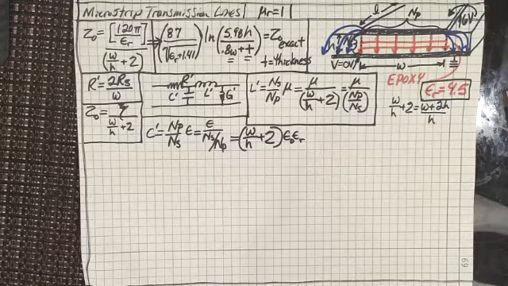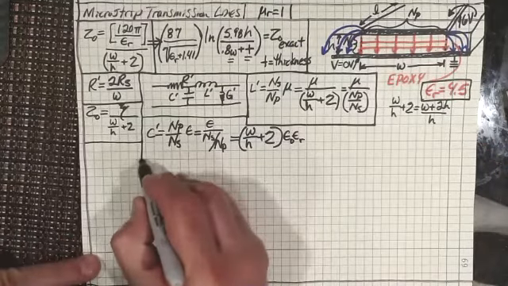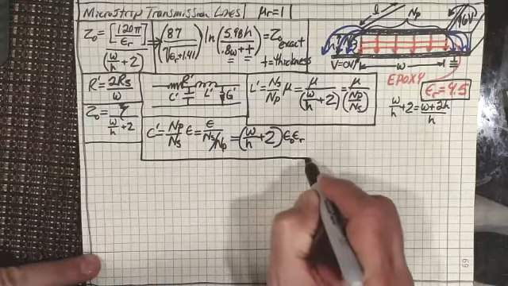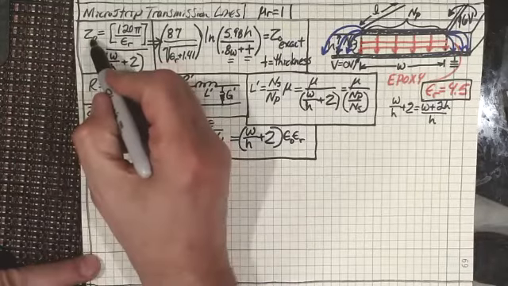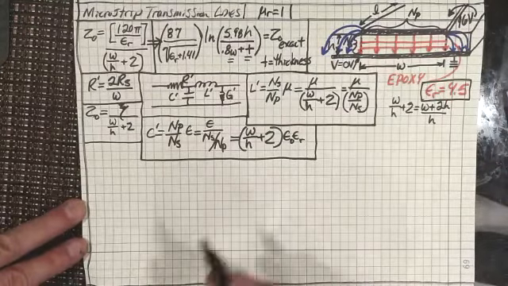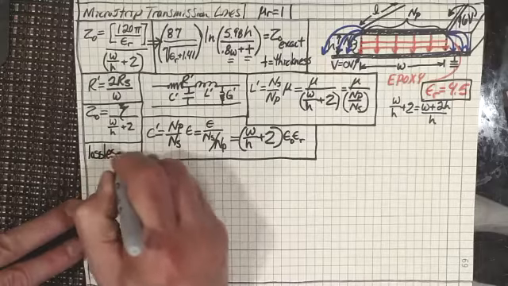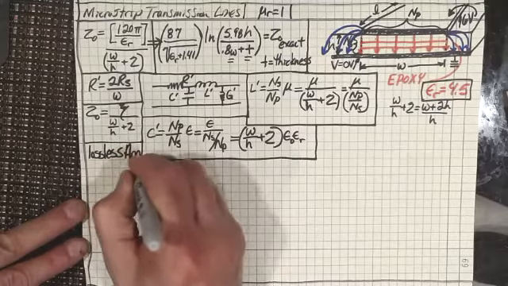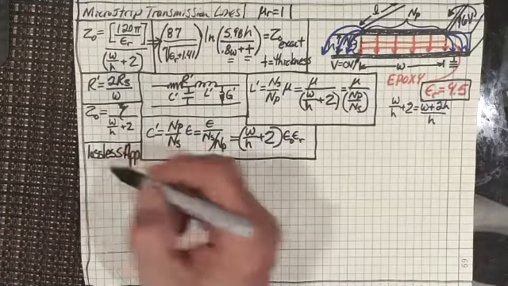Okay, good. Now, the next step that I'm going to make here is looking at the characteristic impedances, and I'm going to use a lossless approximation here. So I'm going to write that lossless approximation. And why am I making a lossless approximation? And what type of lossless approximation am I making?